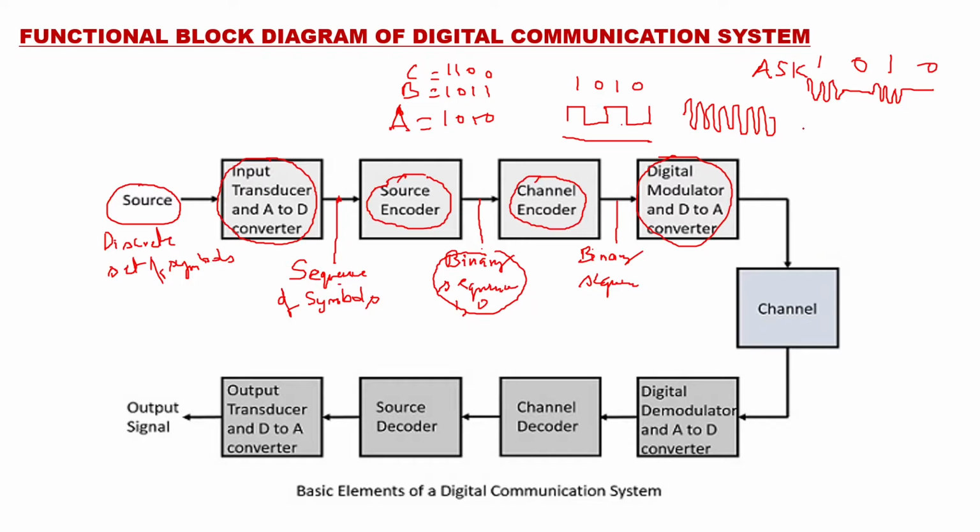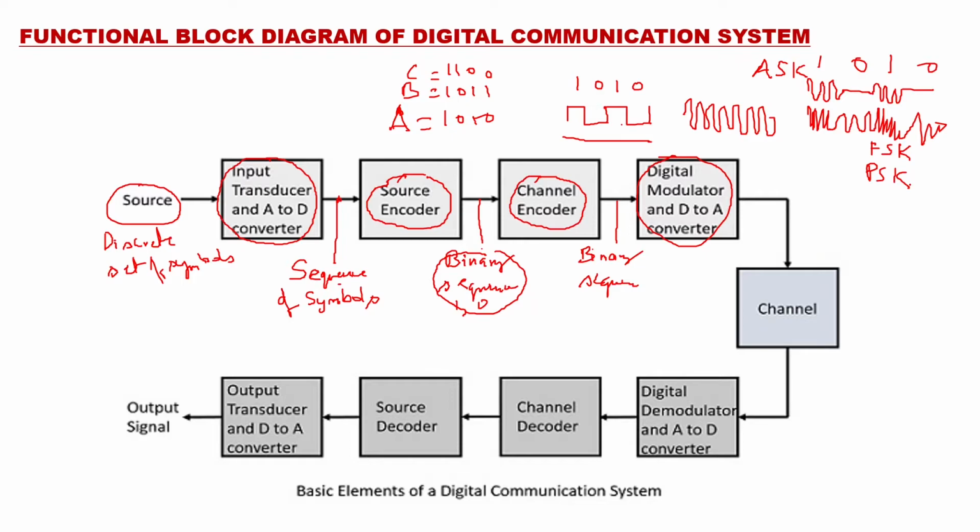Amplitude shift keying. Now, if you vary the frequency for ones and zeros, say for 1 you have a high frequency and for 0 you put a low frequency, then you are speaking about frequency shift keying, FSK. If you vary the phase for ones and zeros, it will be called PSK, phase shift keying. So these will be your digital modulation techniques: ASK, FSK, and PSK.